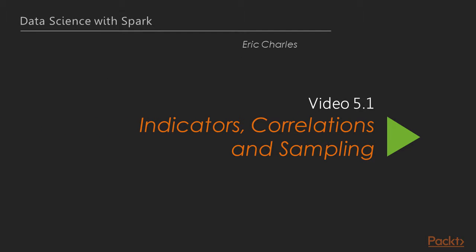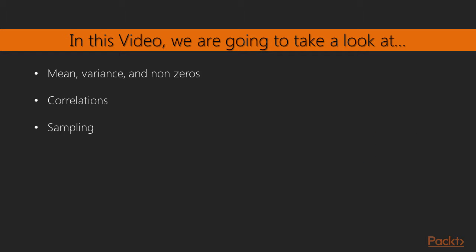Now we move on to the first video of this section that deals with basic indicators and correlations. We will also cover sampling techniques here. In this video, we are going to take a look at the statistics object that will provide basic statistic indicators on your dataset and correlations. We will also show you how to sample your data with a technique called stratified sampling.